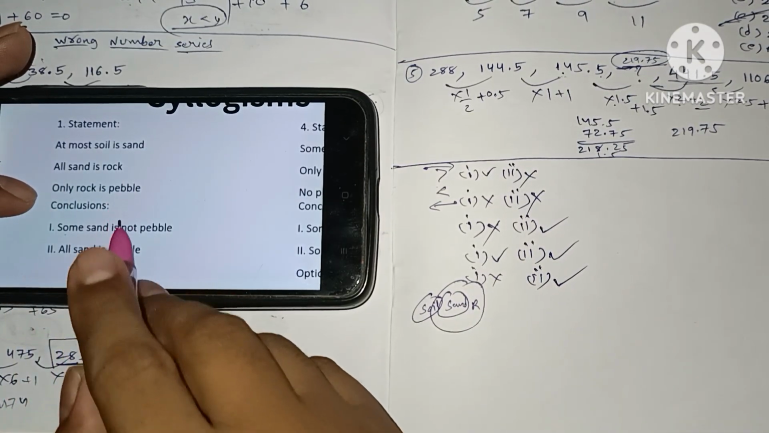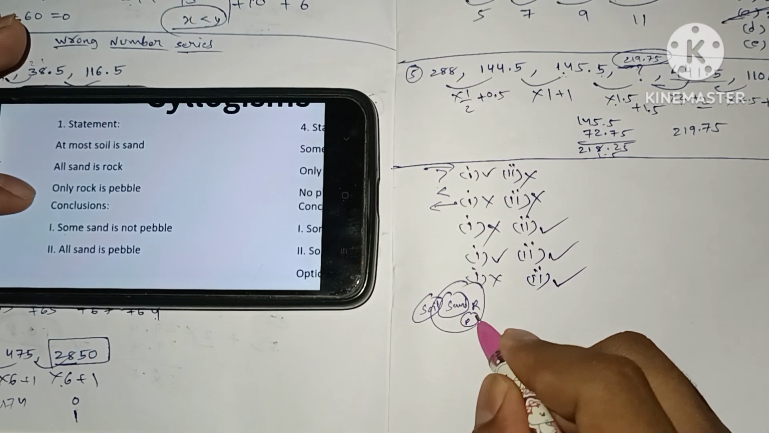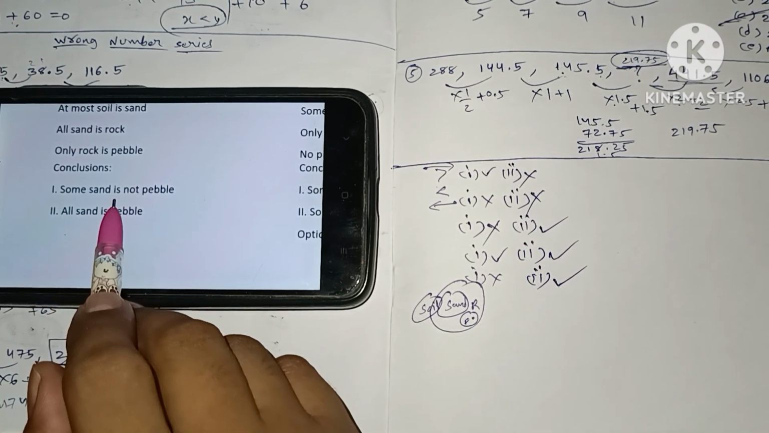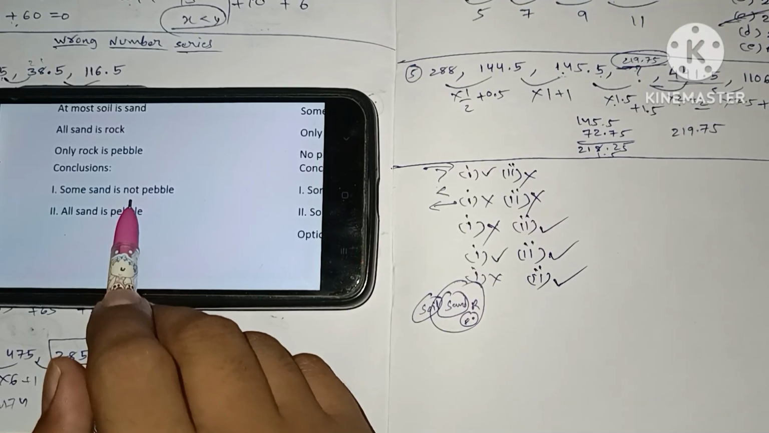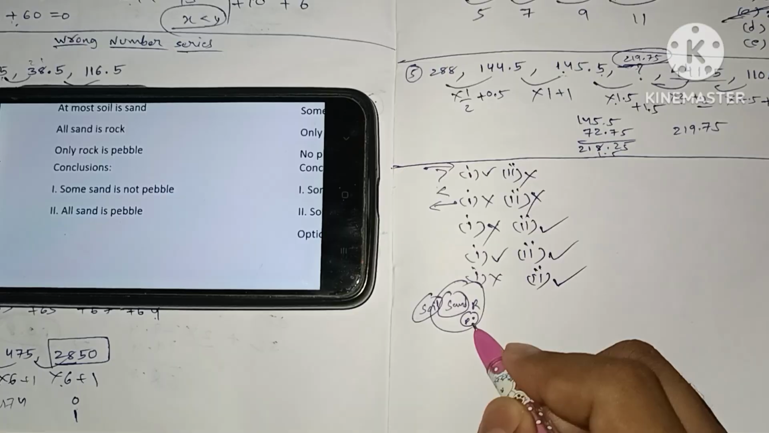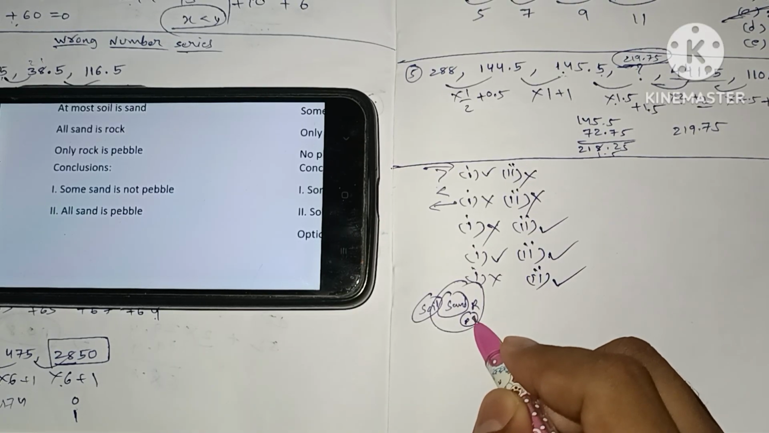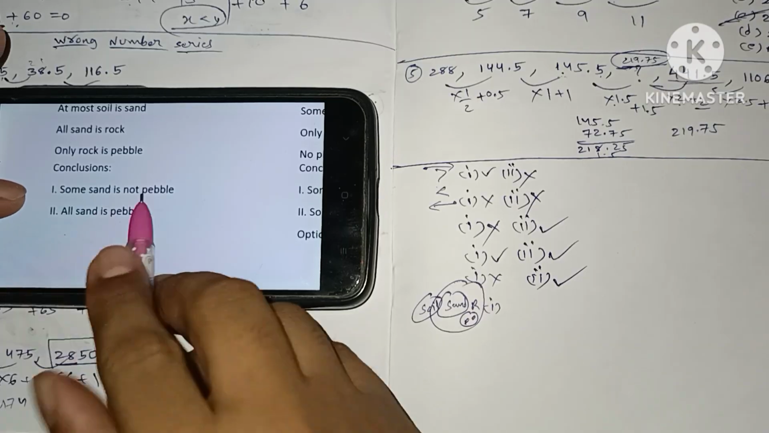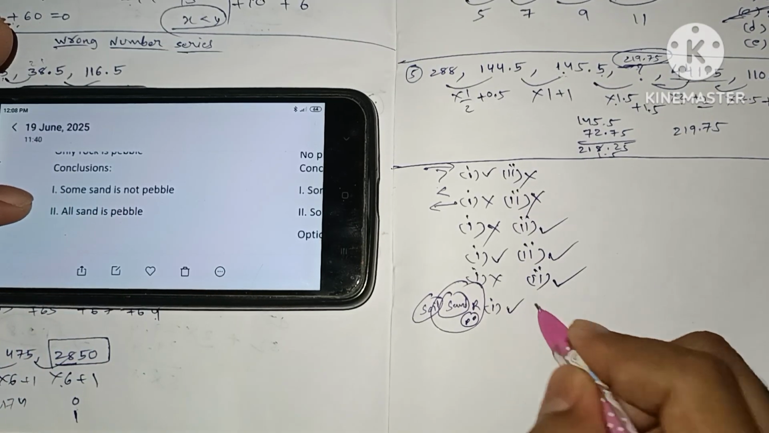Only rock is pebble. So pebble is inside rock and doesn't share with anything except rock. Let's see conclusion. Some sand is not a pebble. Here we see not. So we check all sand can be pebble. All sand can be placed inside pebble. No, it is not possible because of this only case. So first case, all case fails. All case fails means some not case will be true.